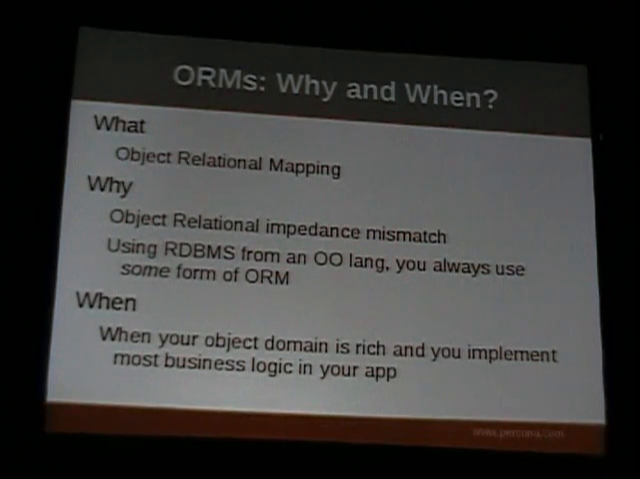What is an ORM? It's an object relational mapping. And why do we need an object relational mapping? Because databases and object-oriented languages have what is called an impedance mismatch. Your objects don't map one-to-one to one table, and the fields in your objects don't map one-to-one to your fields in the tables.